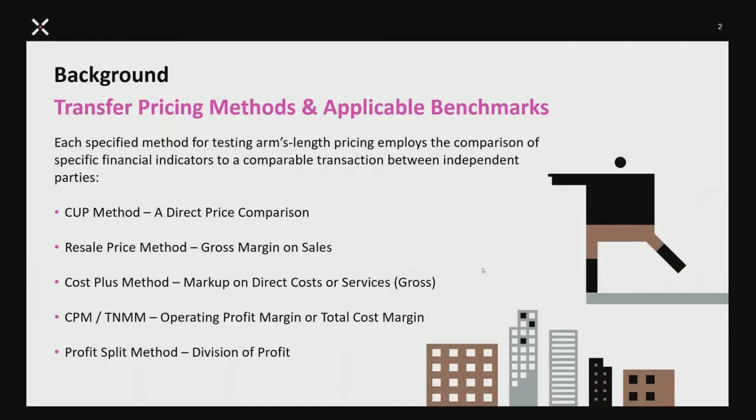From a background perspective, let's talk about the methods and the applicable benchmarks, because all of the different prescribed methods for transfer pricing purposes require some form of benchmarking or comparability analysis. If you recall from the earlier Transfer Pricing University sessions, the 5 prescribed methods are really the CUP method, otherwise known as the CUT method in the US IRS regulations. That is a direct price comparison, right? The CUP method takes the unit price for product A and compares it to the unit price for product B, or in an ideal situation, for the same product.